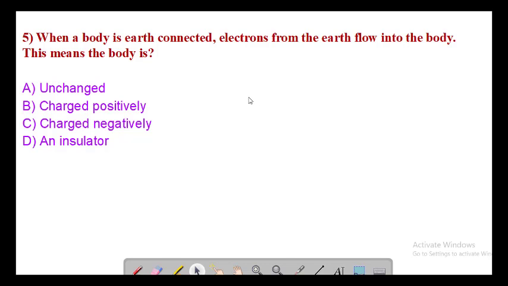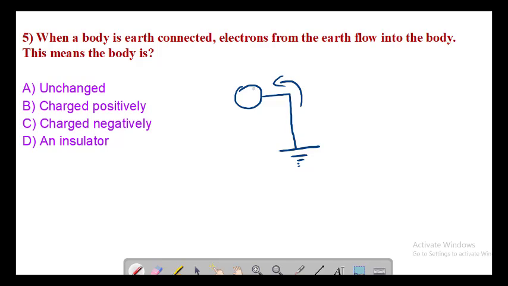Next is question number 5. When a body is earth connected, electrons from earth flow into the body. This means the body is... Here we have a body, and when it is connected to earth, this is how we denote earth. Electrons flow from earth into the body, in this direction.